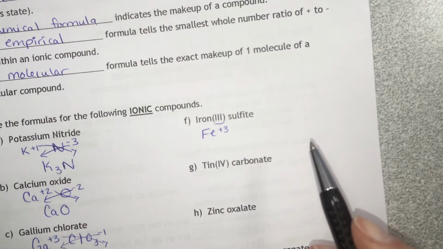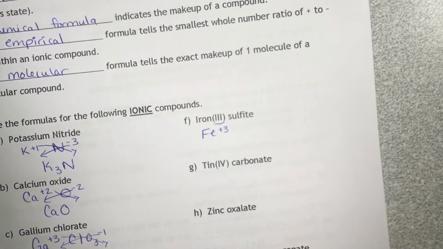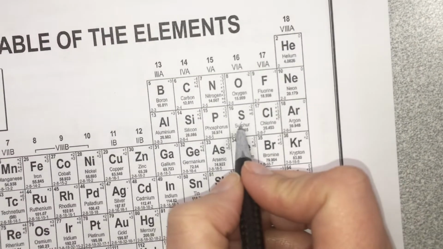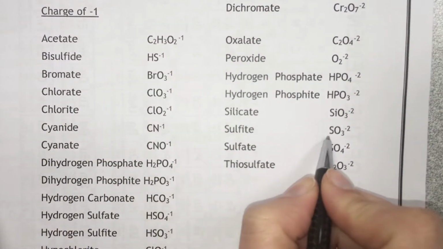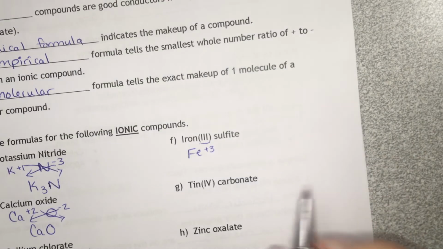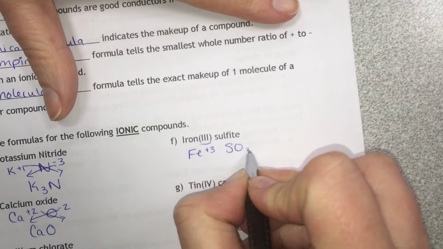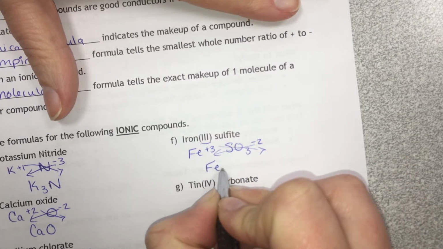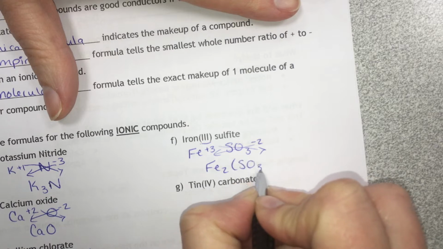Metals are all cations, which means they all have positive charges, which also means they're all on the left side of the staircase. Okay, sulfite, that's not sulfide, so it's not this one. Sulfite is right here. So SO3 -2. We're going to bring charges down. Fe2(SO3)3.